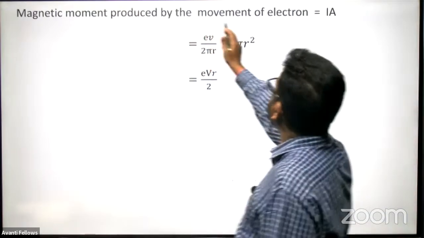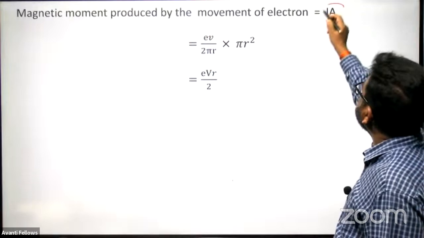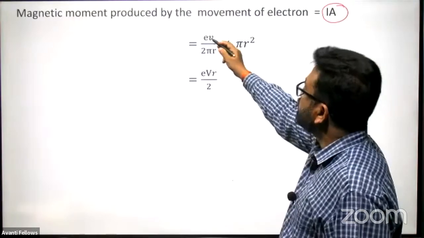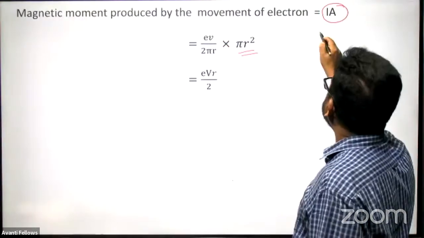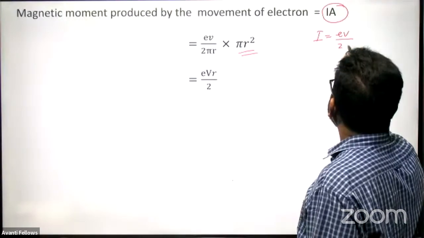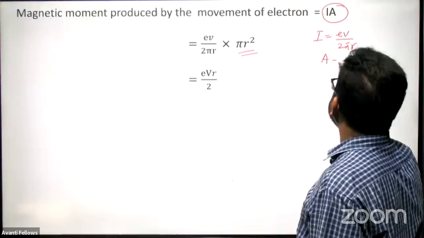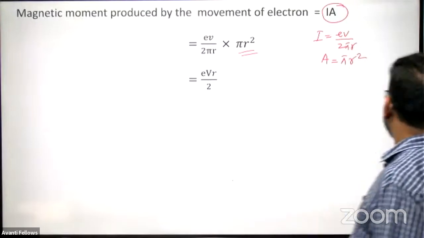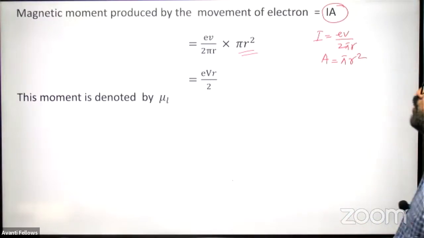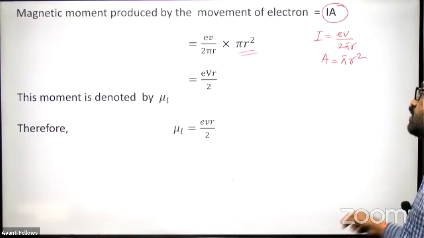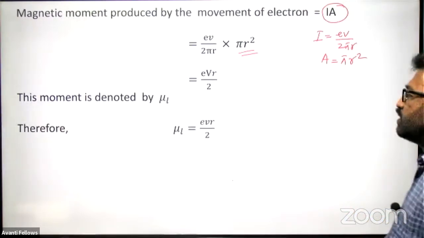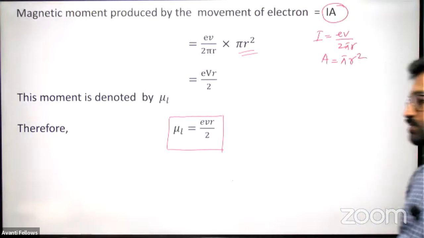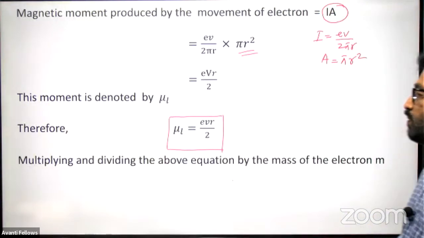The magnetic moment produced by the movement of the electron is equal to I multiplied by A. For I we have an equation: I is e v by 2 pi R. So I equals e v by 2 pi R multiplied by A. We substitute these values here, with A equal to pi R squared, and we get an equation for the magnetic moment as e v R by 2.